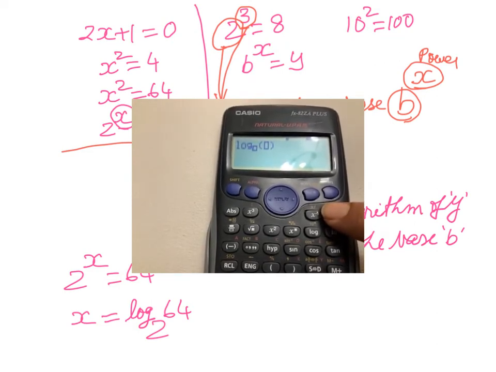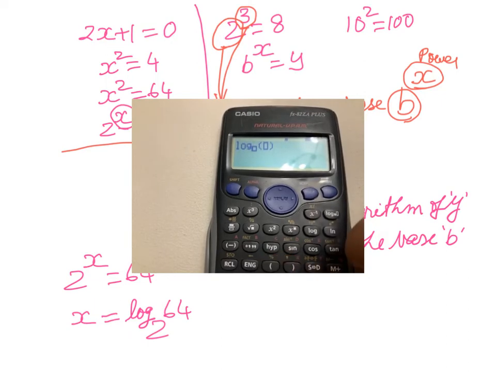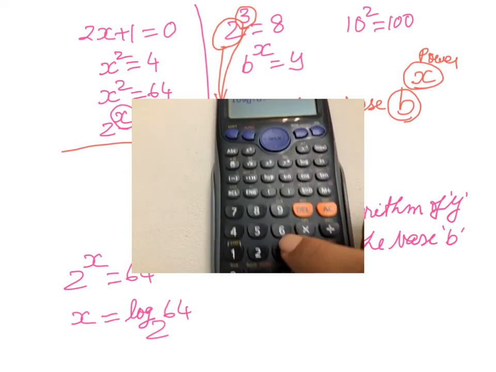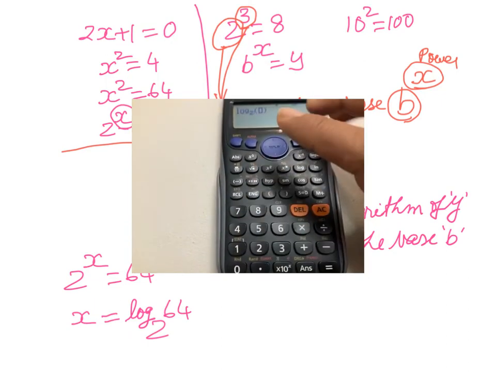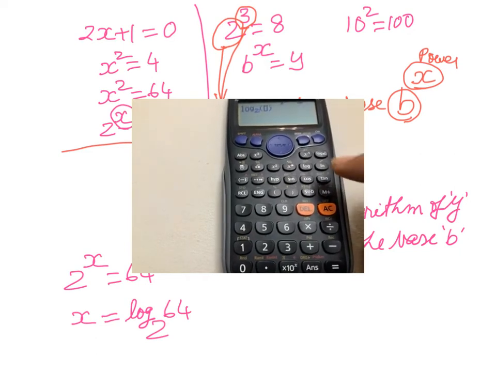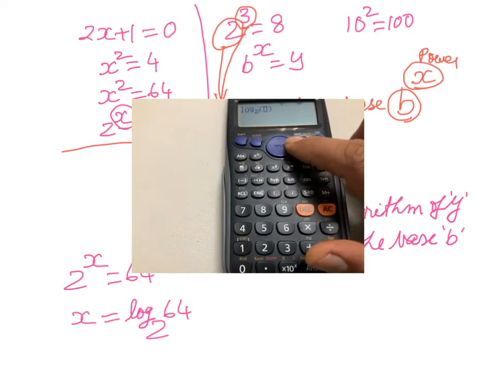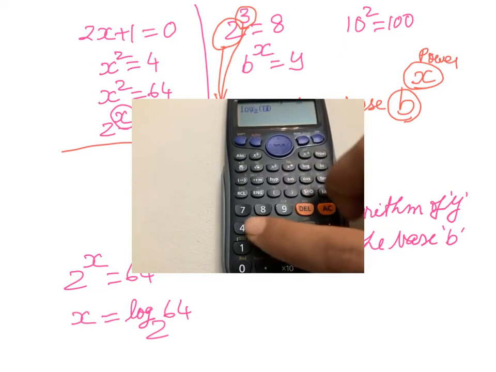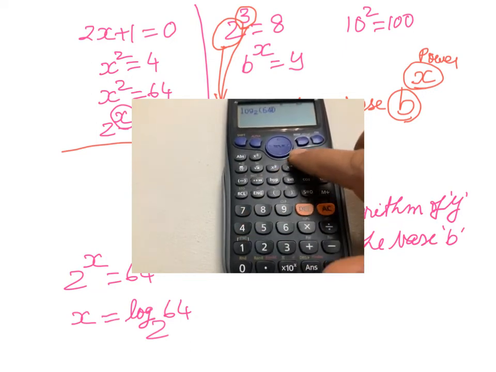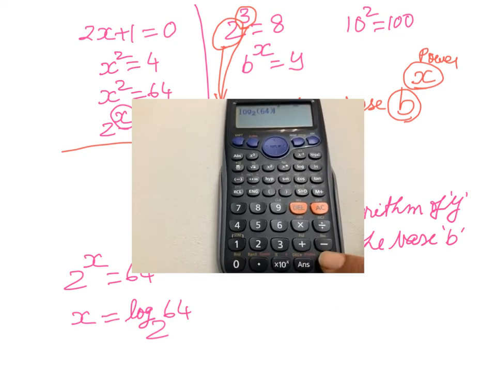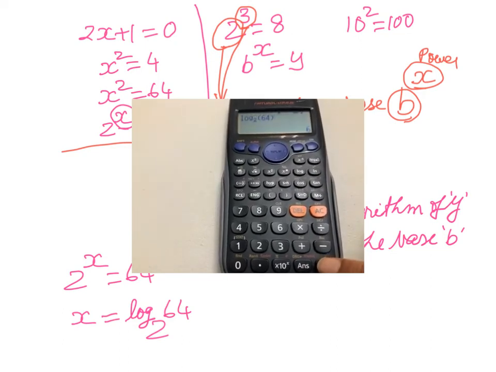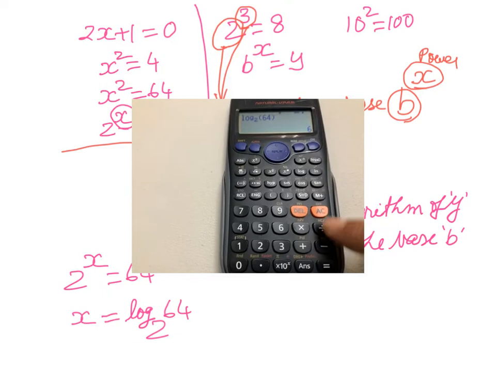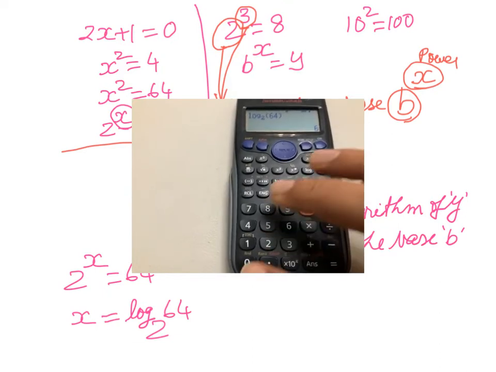You can see my base. My base here is 2. So I will say this is going to be my 2. Then I have to press this arrow key so it comes to the next box, and I type 64. Yes, and I am done with it, and I press equal to. So I get the answer, which is 6. That's how I solve for it.